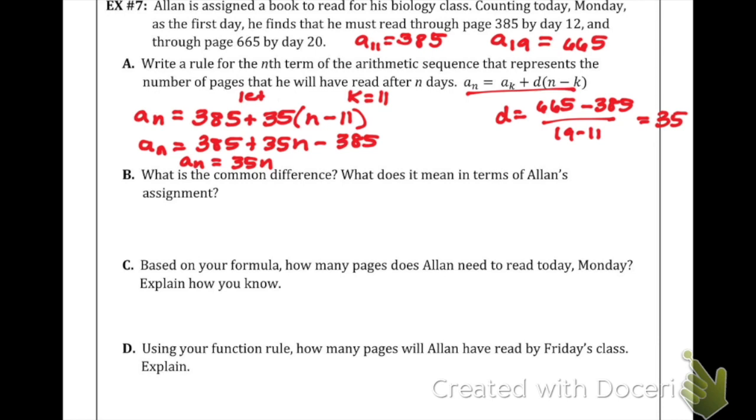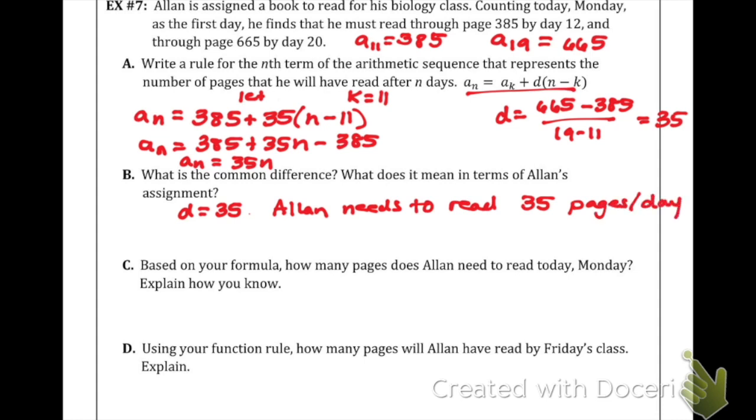So what's the common difference? What does it mean in terms of Alan's assignment? So our common difference is 35, which means that Alan needs to read 35 pages per day in order to complete the assignment.